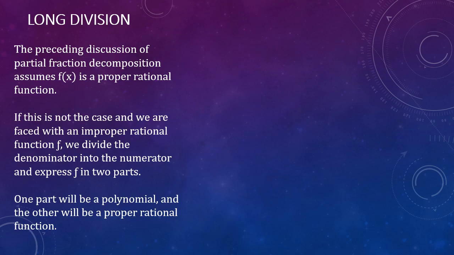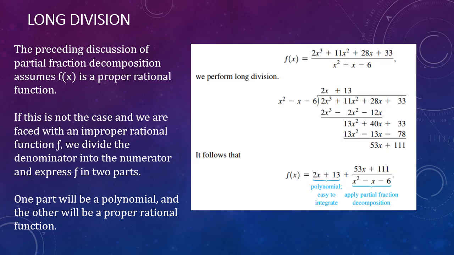The preceding discussion of partial fraction decomposition assumes that the function is a proper rational function. If this is not the case, then we are faced with an improper rational function f. What we do is divide the denominator into the numerator and then express the function in 2 parts: one part will be a polynomial and the other will be a proper rational function. For example, if we look at f of x equals 2x cubed plus 11x squared plus 28x plus 33 over x squared minus 6, here we're going to perform long division by dividing the denominator into the numerator.